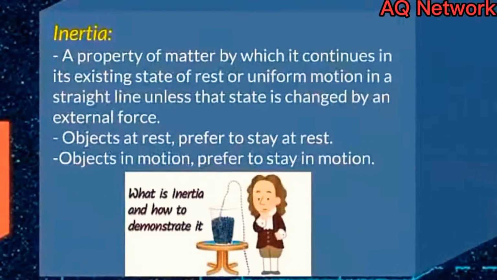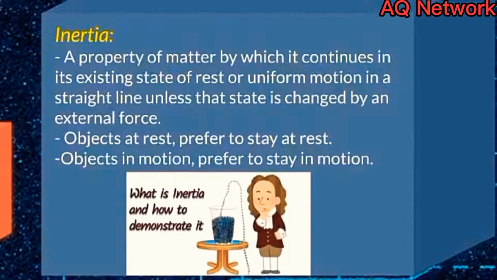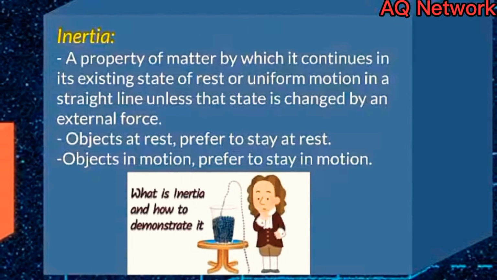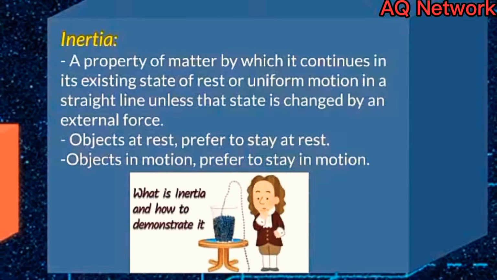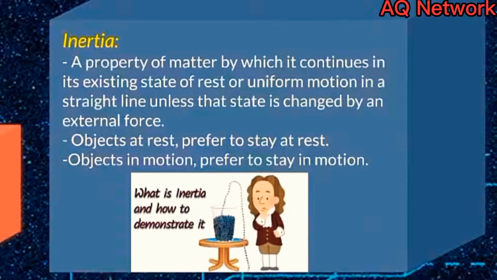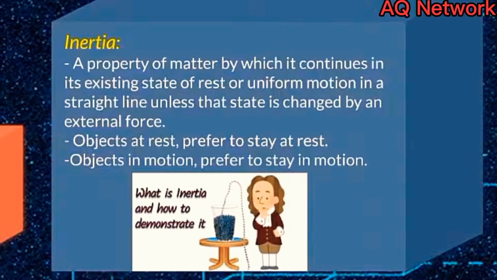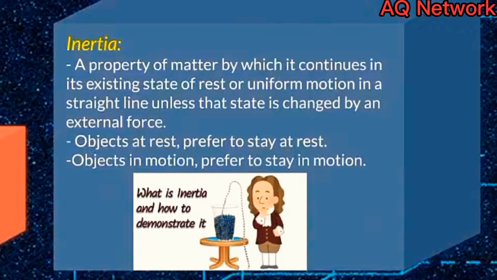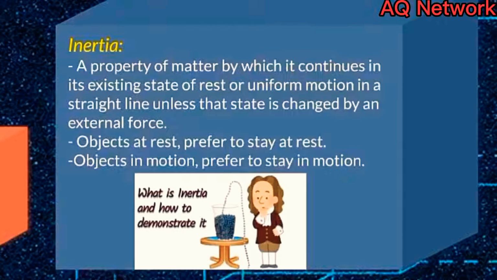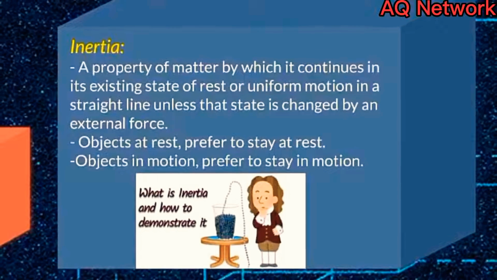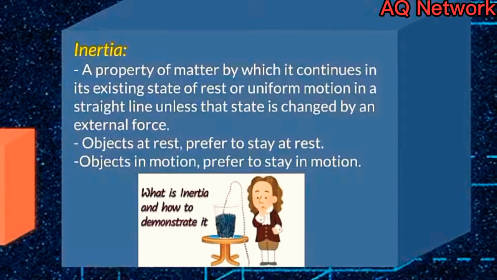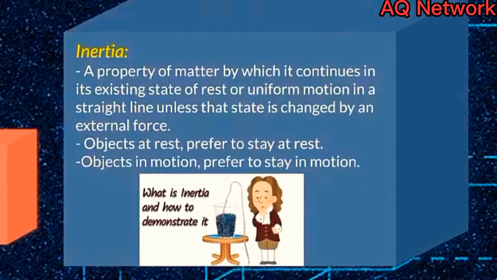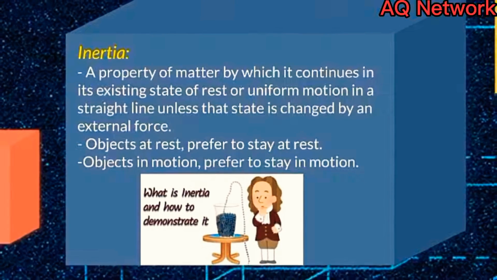Inertia. Inertia is the property of matter by which it continues in its existing state of rest or uniform motion in a straight line unless an external force is applied to the object in order to change its motion. An object that is at rest will prefer to stay at rest unless an applied force acts upon that object. The same goes for an object in motion. An object in motion will want to stay in motion and still travel in that direction unless a force acts upon the object to stop it.